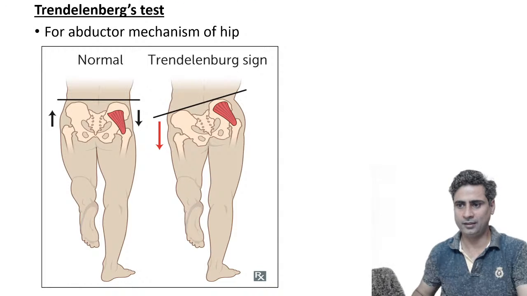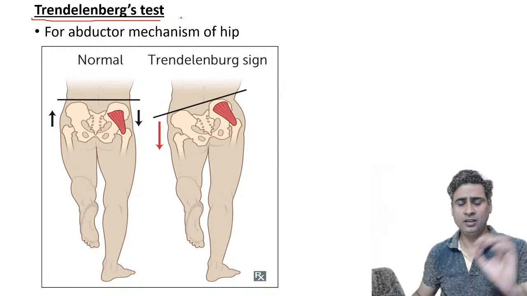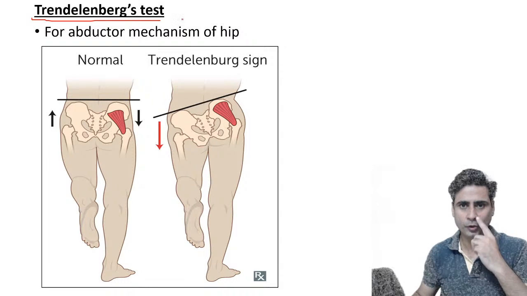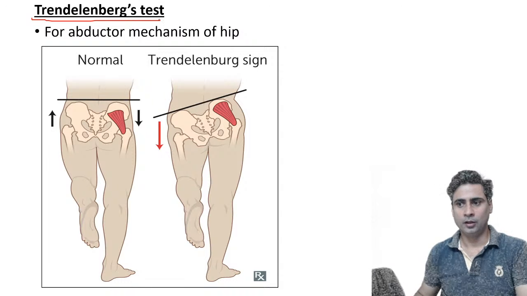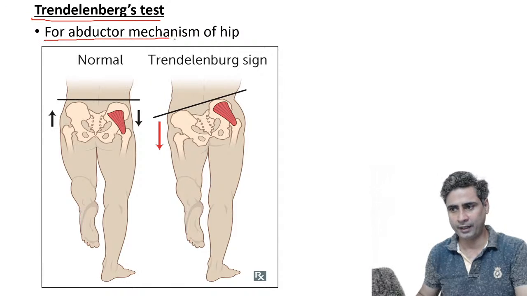The first short topic is Trendelenburg test, which is very important for your PG entrance examination as well as for university examination. So in Trendelenburg test, we check for the abductor mechanism of the hip.